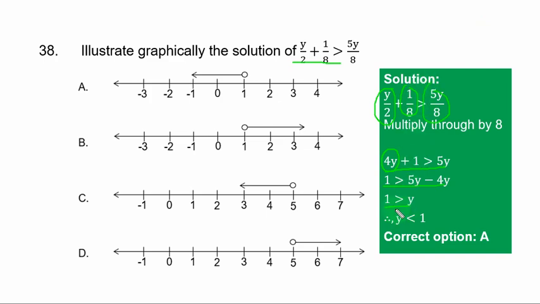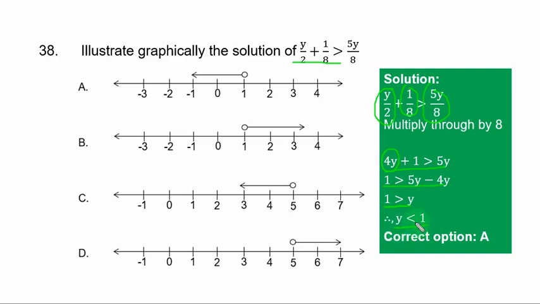So what we have here after subtraction is y is greater than 1, which is 1 is greater than y, because the variable needs to be on the left hand side. If you interchange the position of 1 and y, the symbol of inequality will also change. Therefore, if 1 is greater than y, then y is less than 1.